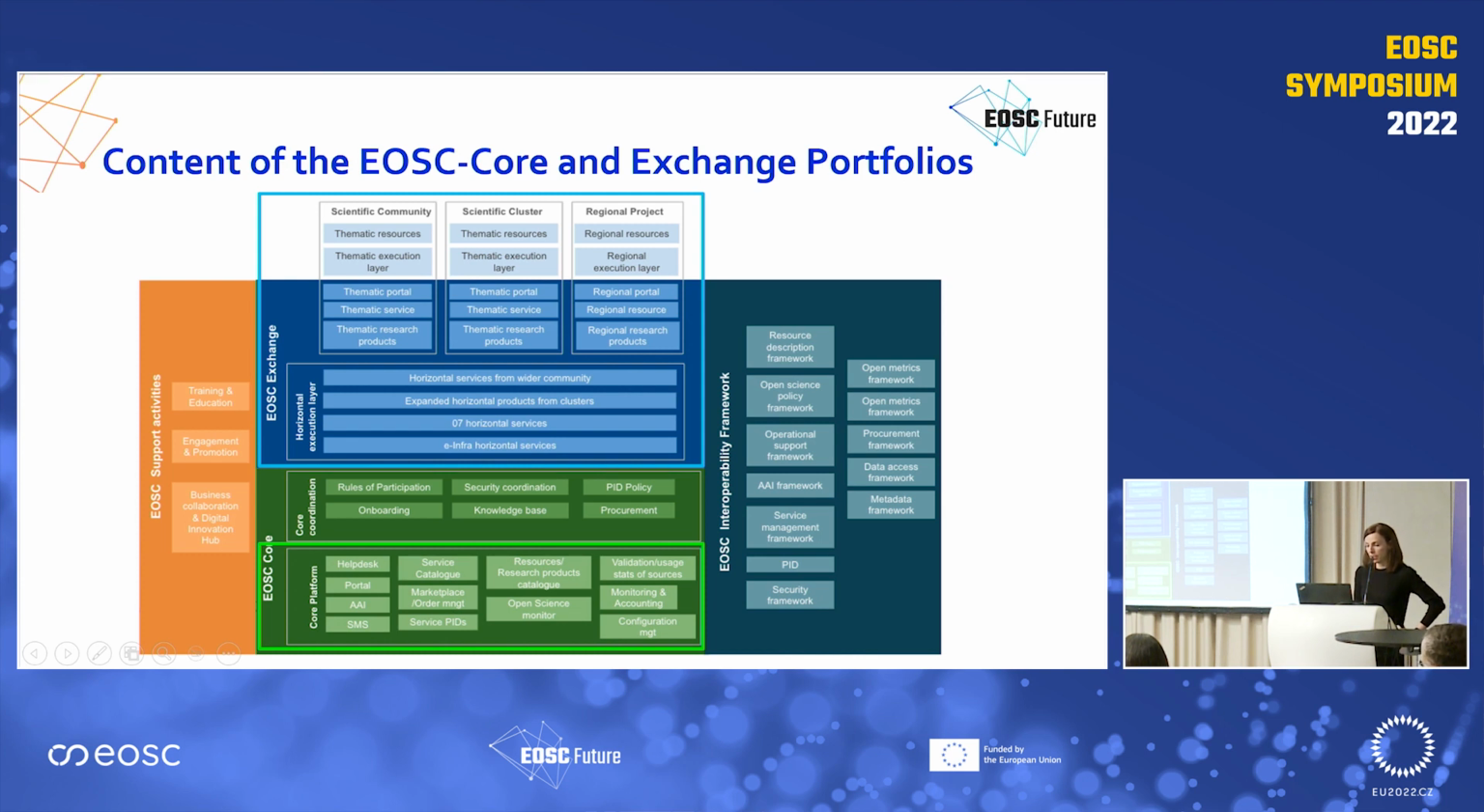Now we can see again what are the kind of services that are included in both portfolios. So we can see that the EOSC Core, as Matthew mentioned just a while ago, includes services that are basic to support the functioning of EOSC, like the AAI, so that people can authenticate themselves, like the service catalog, so that they can have access, help desk, and etc. And in EOSC Exchange, we find services that are provided by providers external to EOSC, that onboard their resources into EOSC.